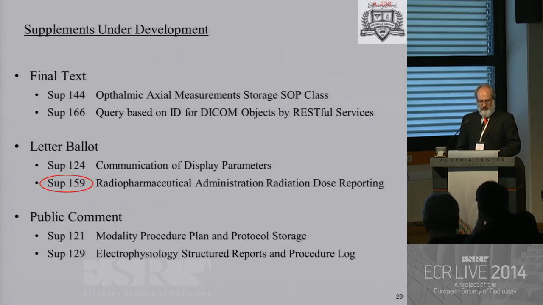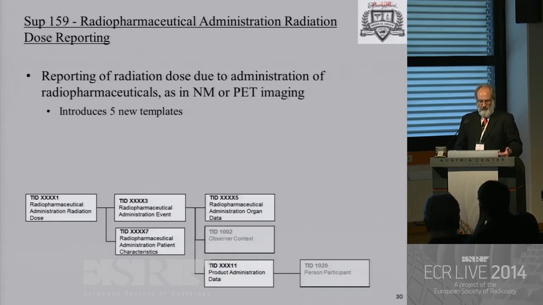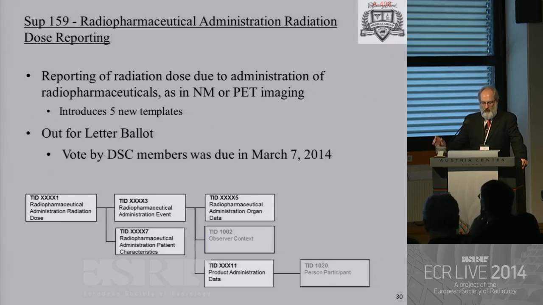The only one that's of interest to us from a dose perspective is the Radiopharmaceutical Administration Radiation Dose Reporting. That report is for nuclear medicine and PET imaging. It added 5 new templates, and it's really just adding what was the administered activity and what was the information at the time of administration, and in fact it is adding it now because there was a dispute about this. This is out for letter ballot right now, and in fact, as of March 7th, the voting has ended. So I don't know whether it got voted for approval or not, but when I get back to work on Monday, I probably will know if it's been approved or not.